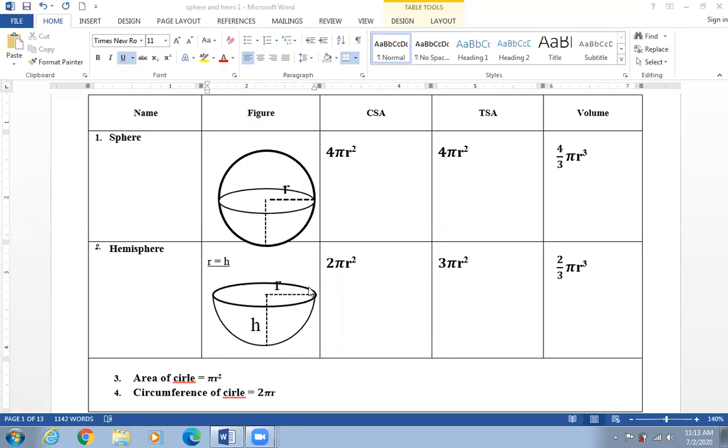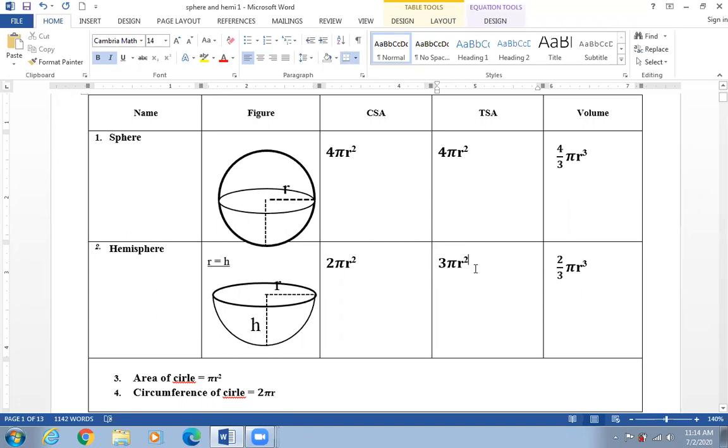So what is the shape of this one? Is it square, rectangle, or what is the shape? It is a circle. Okay, this portion is called a circle. That means TSA means the whole part. That means CSA, and CSA is 2 pi r square.